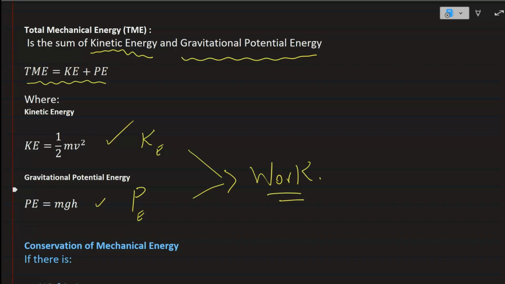Now, remember, both of these can be represented as work as well. Work and energy are interchangeable. And remember, work was the change in kinetic energy, because work requires distance, that a force is applied on an object.